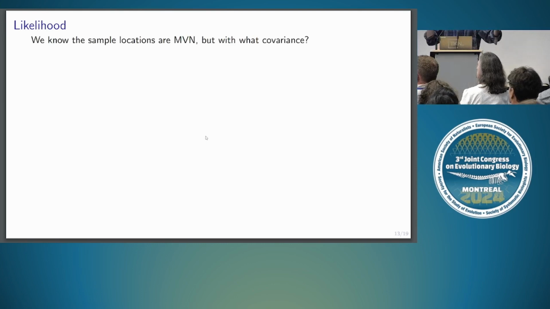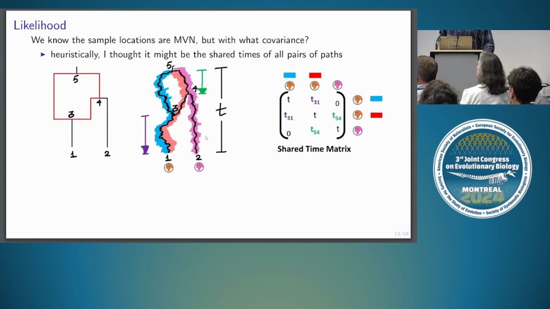Because everything is Brownian, we know that the sample locations will be multivariate normal. The likelihood will be multivariate normal, but we don't know what the covariance will be between those locations. My first thought was, well, let's just do the same thing as the trees. Instead of a single path from, like, 2 back to 5, there'll now be multiple paths per sample. So one has 2 different paths back to 5 in this example.